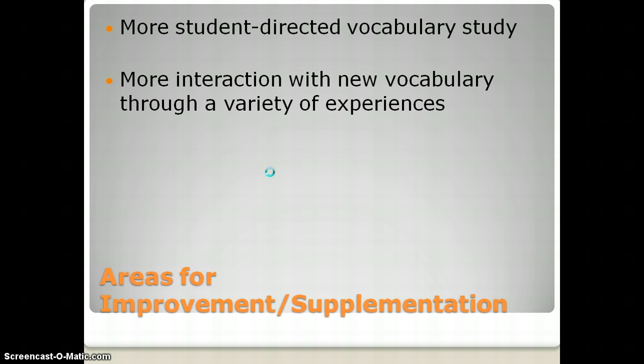So that is my triangulated analysis of Houghton Mifflin's 4th grade reading program, specifically how they address vocabulary.